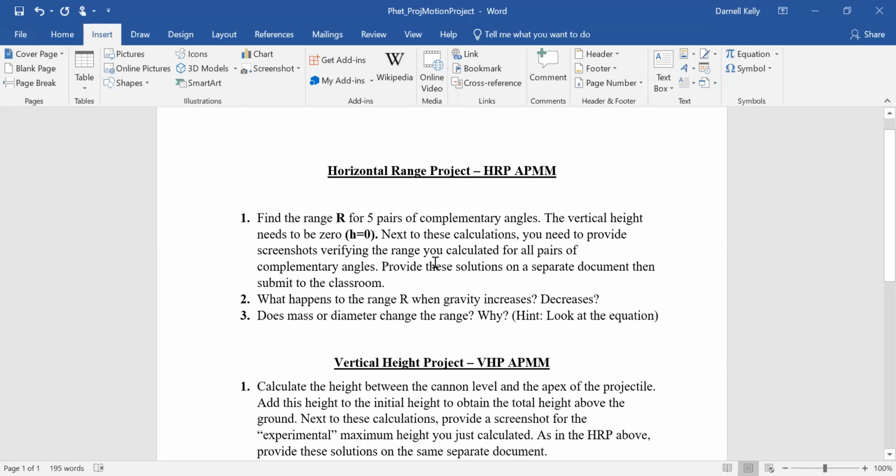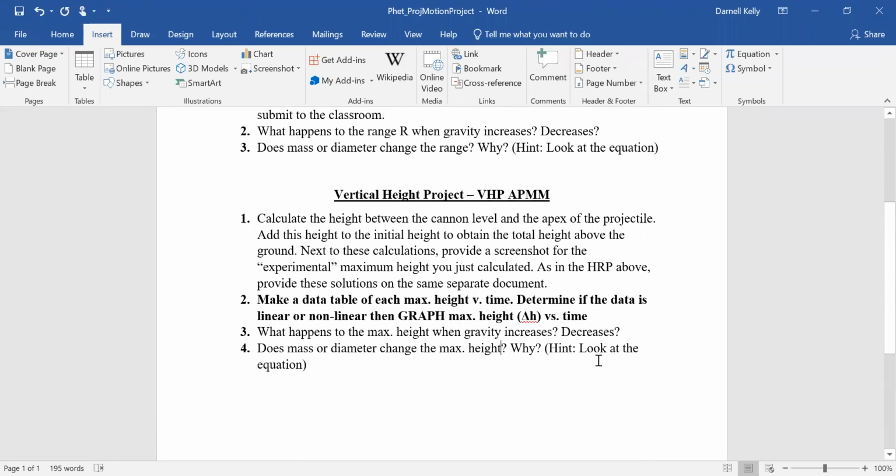So then there's some other questions. What happens to the range R when gravity increases? We already saw that. What happens to it? It decreases. Does mass or diameter change the range? Why? Look at the equation. So we've already verified what those answers are. So now let's get to the next part, the vertical height project.